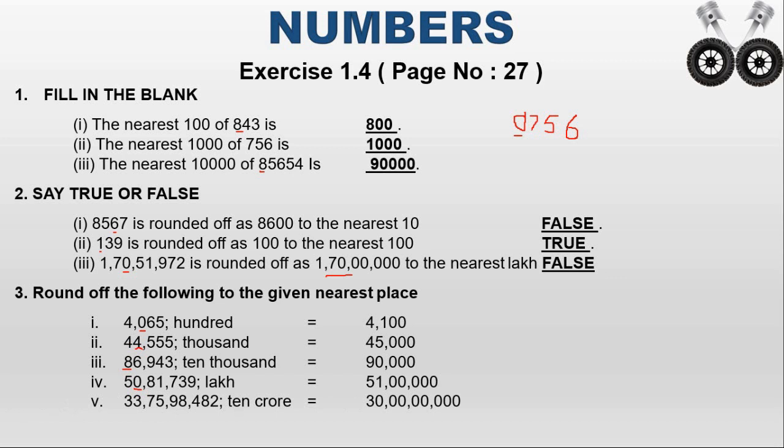Okay, what is the next number? 33 crore 75 lakh 98,482. That should be rounded up to 10 crore. So what is in the 10 crore place? That is 3. So you have to look at the right side number. It is 3. It is less than 5. That means you have to write the number as it is. That is 30 crore.